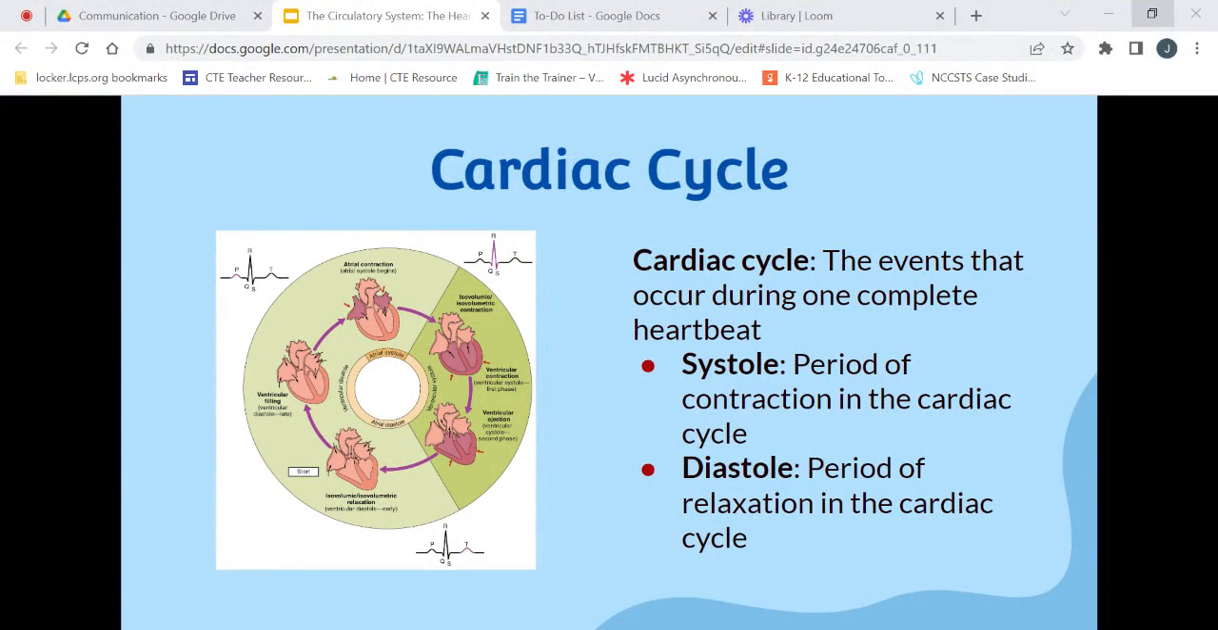Each cardiac cycle begins with an electrical impulse that spreads from the SA node through the atria, resulting in the contraction of the atria. When the atria contract, they force blood through the open AV valves into the ventricles. The semilunar valves are closed during this part of the cardiac cycle.